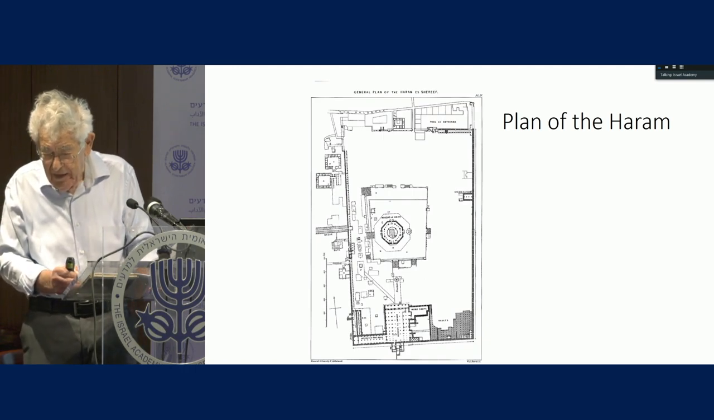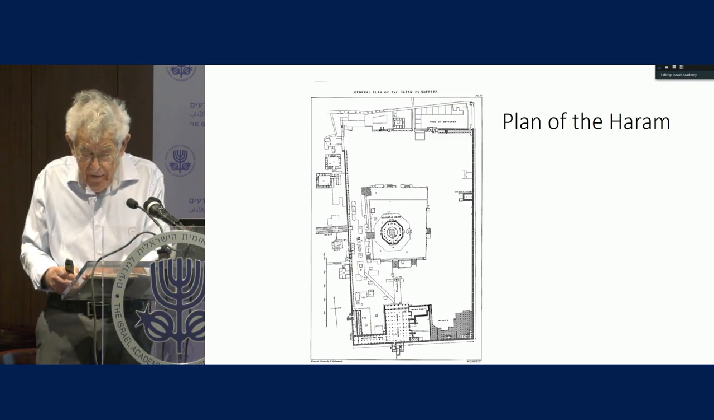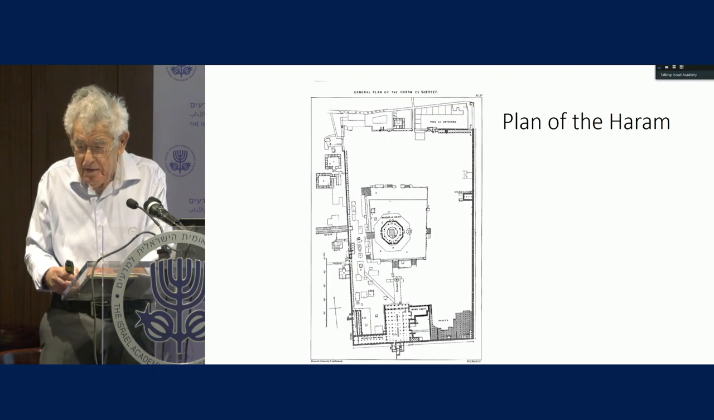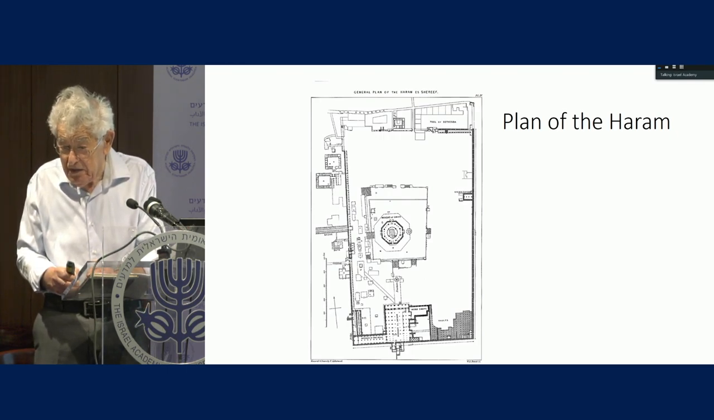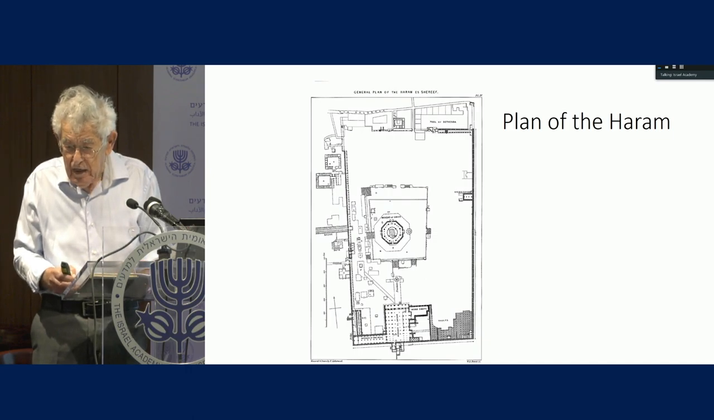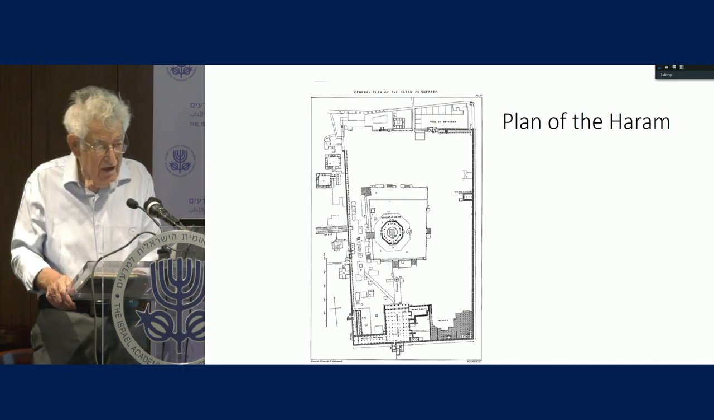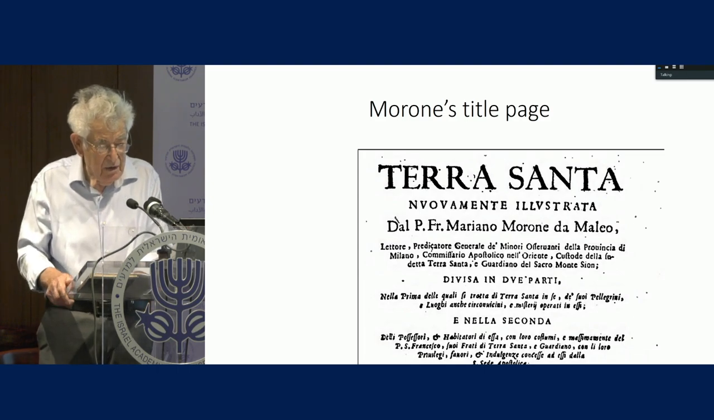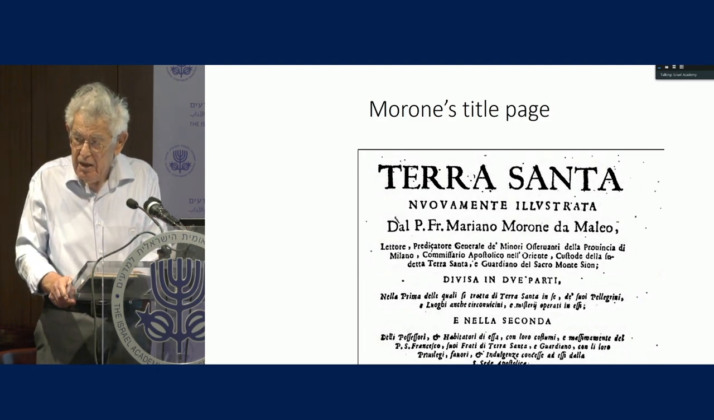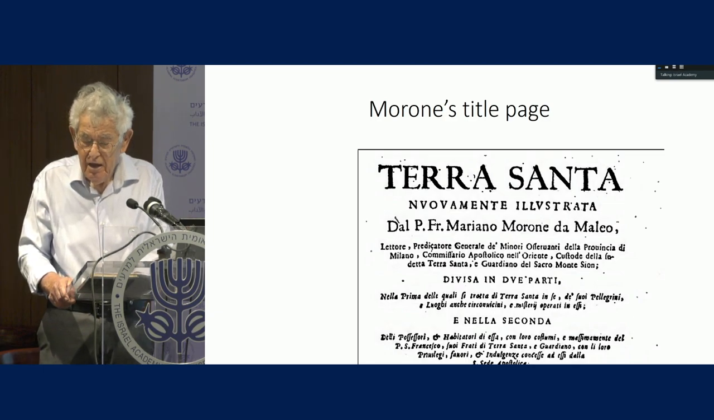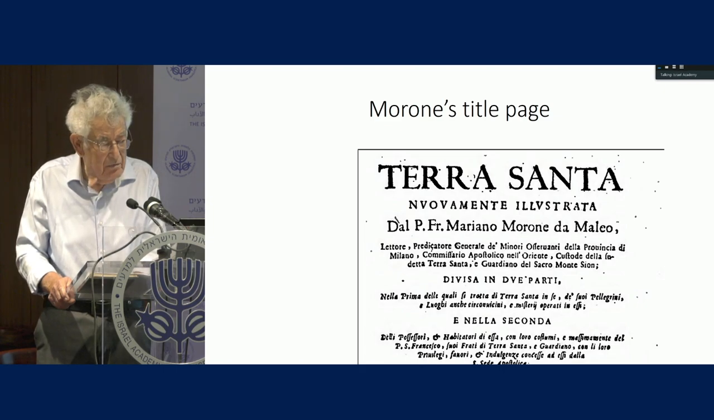And that's more or less my little introduction. And that brings us to something very interesting that was found at the end of the 19th century by Clermont-Ganneau. Clermont-Ganneau found a piece of information written in Italian by a custodian of the Holy Land called Mariano Morone d'Amaleo. The name was Terra Santa Nuovamente Illustrata.